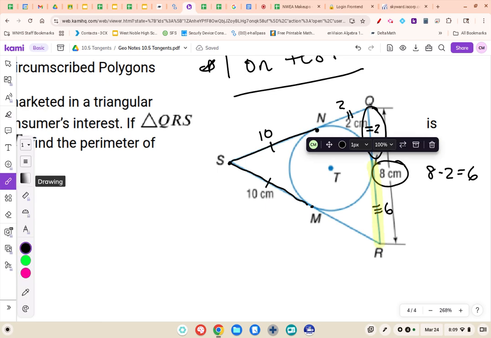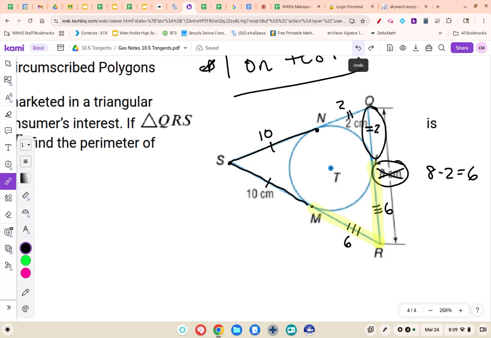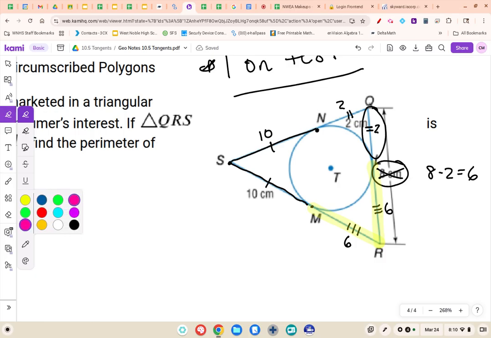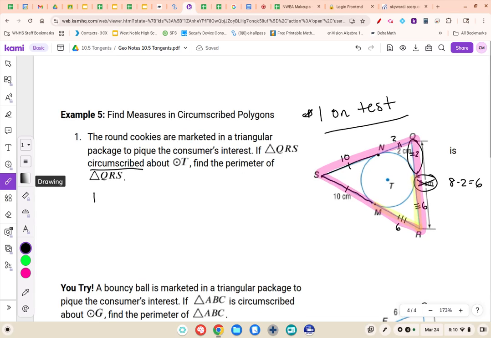And then, since once again this is tangent, this segment over here has to be congruent to that. And then, make sure you do not double count things. Like, don't count this 8 if you're going to count the 2 and the 6. Just count the individual pieces. Basically, just don't double count. So, I'm going to do 10 plus 2 plus 2 plus 6 plus 6 plus 10. That is what I am going to add together, making sure I don't double count.